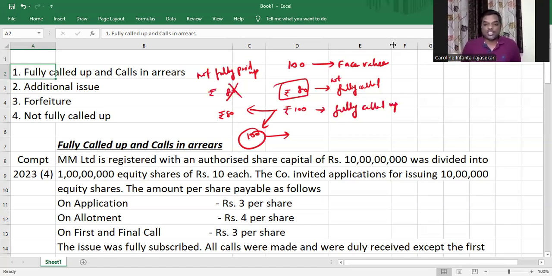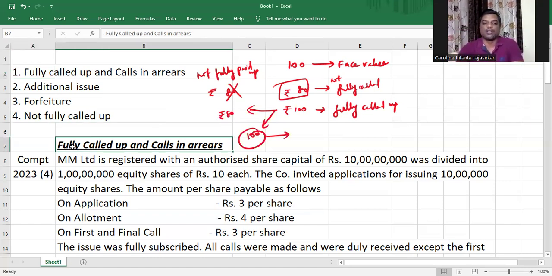A share which has been partially called up, like only 80 rupees has been called up in a particular share, will not be considered as fully paid up at all, even if the entire 80 rupees has been paid up, because if the face value of the share is 100 rupees, it has not yet been fully called up, so it can never become fully paid up. Now, you may not understand as to why I'm telling you all this. You will understand as we solve the problem.